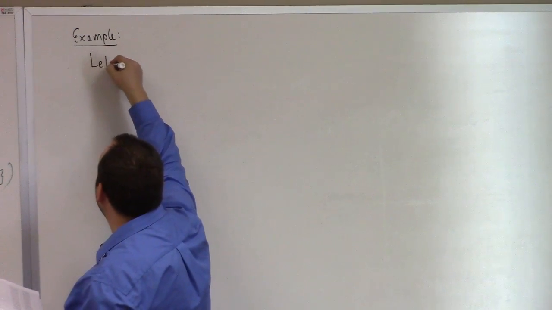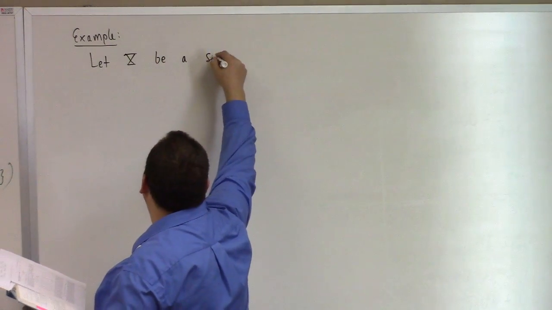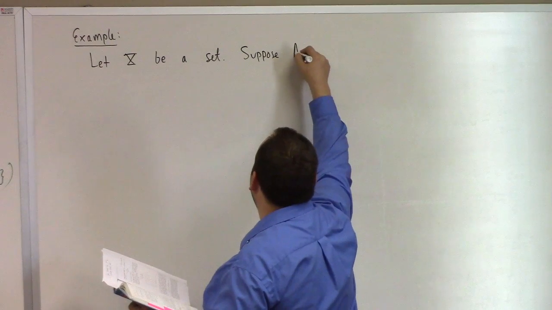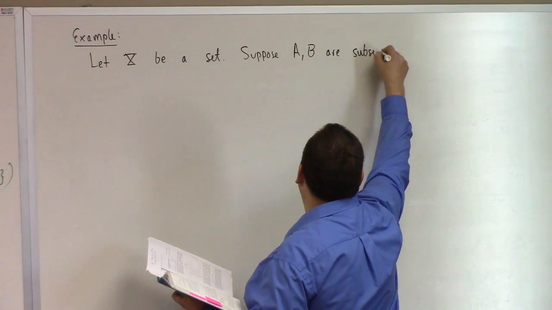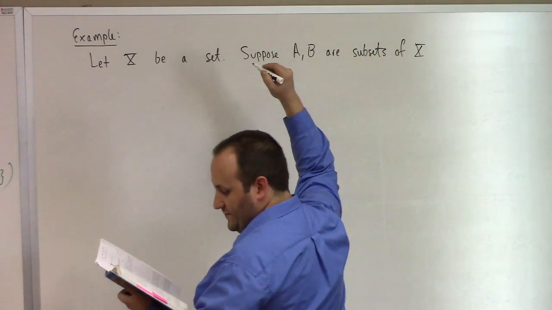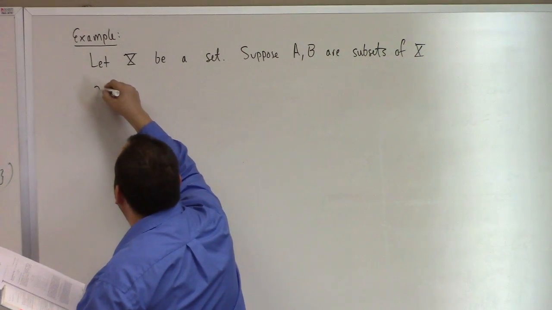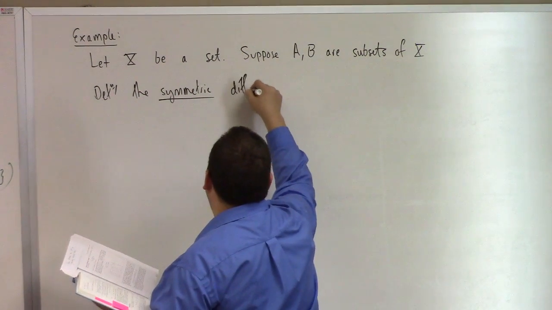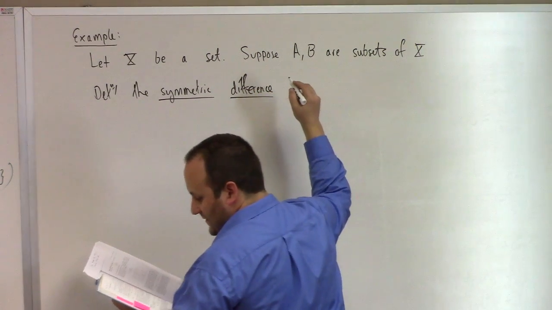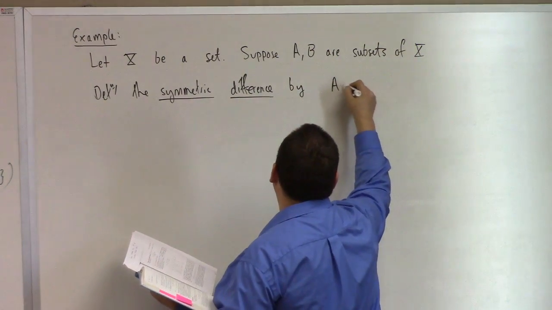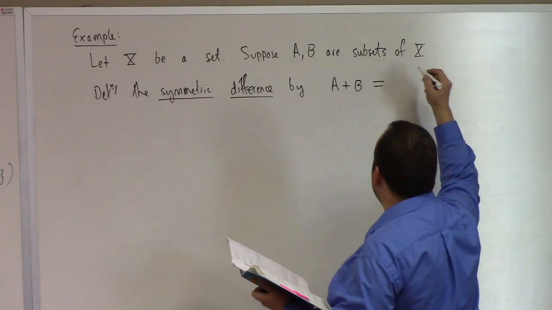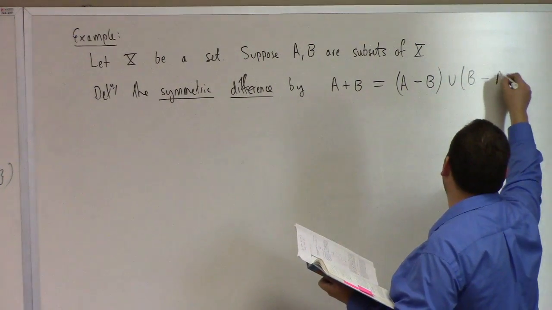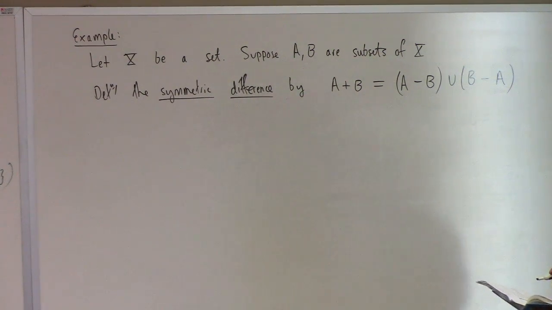So here's an example. Let X be a set. And suppose A and B are subsets of X. You can define the symmetric difference of A and B by A plus B. And what that is, is A minus B unioned with B minus A.